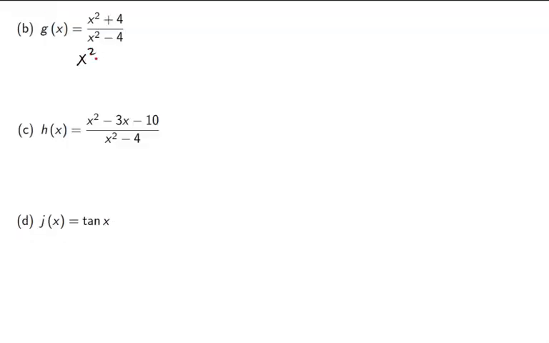Let's look at this. When the denominator is 0, I get x squared equals 4, and so x equals plus or minus 2. With that said, at plus or minus 2, the numerator is not 0, so my vertical asymptotes are at x equals 2 and x equals negative 2. This really is just plug in the values that make the denominator 0, and if the numerator is not 0, that's a vertical asymptote.